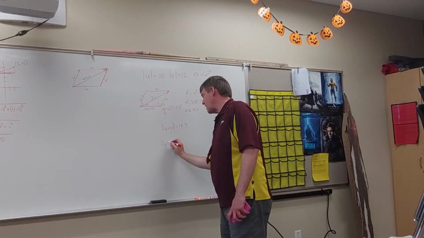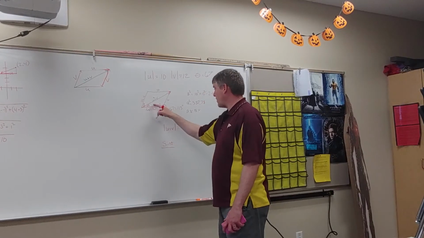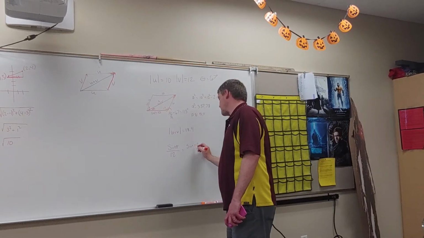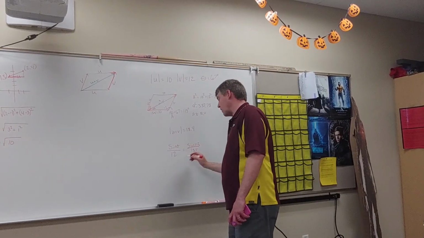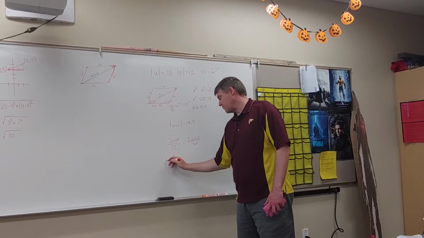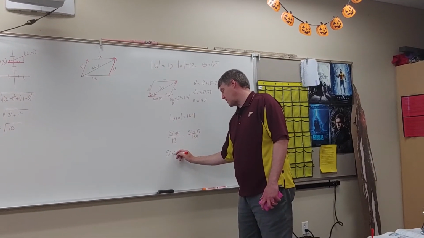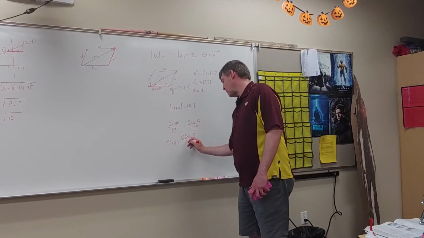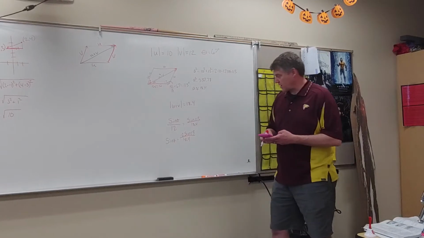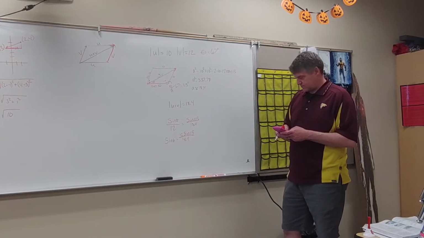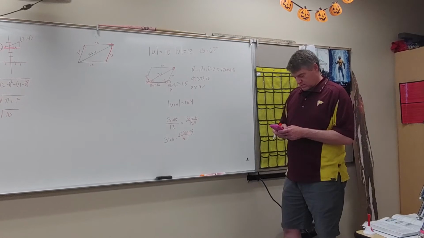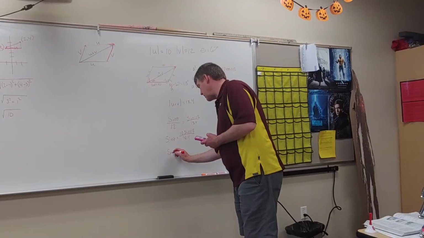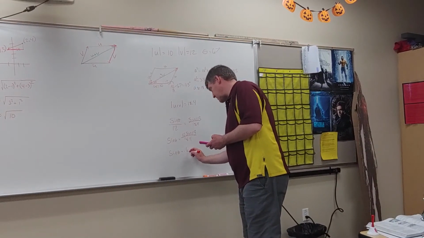So sine theta over, and my opposite side here is 12, equals sine of 113 over 18.4. And so I'm going to cross multiply here. I'm going to multiply it by my 12. So sine theta equals 12 sine of 113 over 18.4. Plug this in my calculator. And this gives me sine theta equals 0.6.